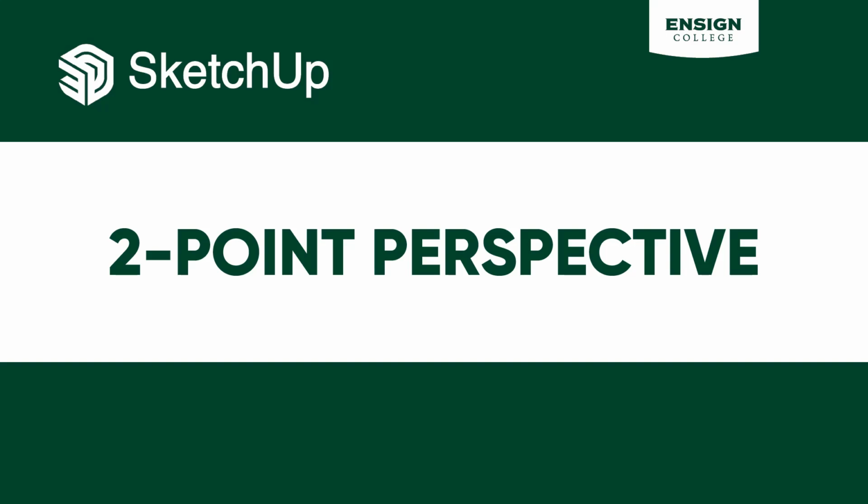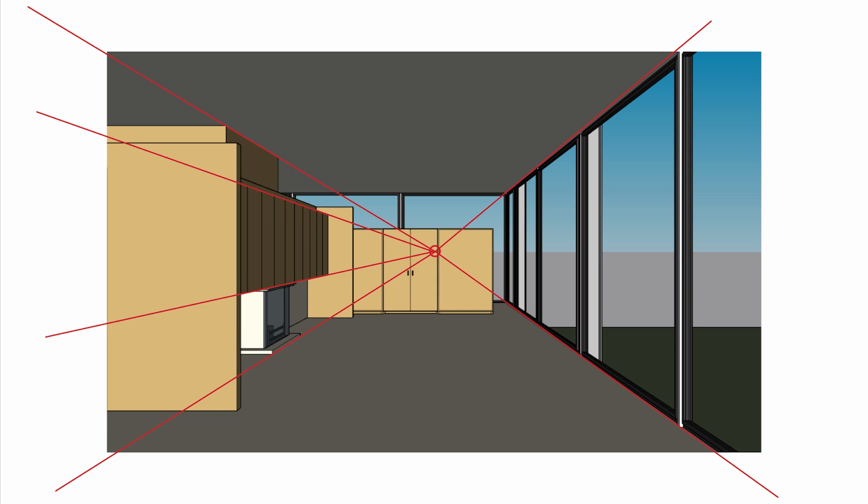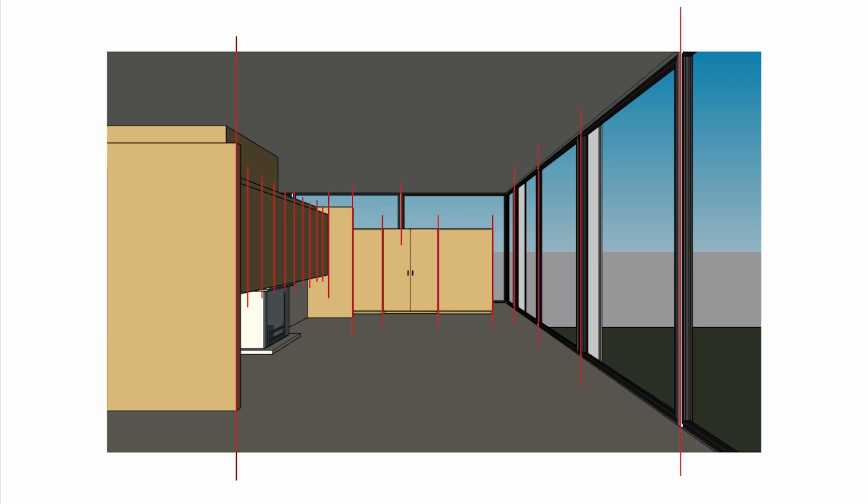When setting the view to create a scene, it's important that the view is well framed and that the perspective appears professional. Most, if not all of the scenes you create should be in 1-point or 2-point perspective. 1-point perspective is where all perspective lines converge on a single vanishing point. All other lines are horizontal or vertical.